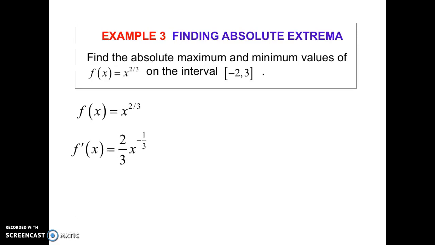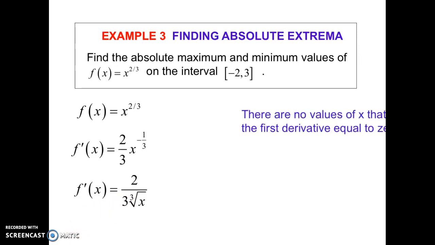Then I try to find the critical points. Critical points is when the first derivative is equal to 0 or does not exist. Well, this function, if I rewrite it, is equal to 2 over 3 cube root of x. This derivative function, if you notice, a fraction will only be 0 if the numerator is 0 and the denominator is not. The numerator will never be 0 here, so the derivative will never equal 0. However, the derivative will not exist when the denominator is equal to 0. And that is also a critical point, because remember, critical points occur when the first derivative is equal to 0 or where the first derivative does not exist.